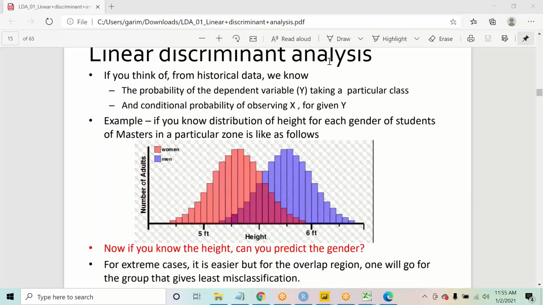ANOVA is the analysis of the variation. The example of that is, suppose you have two machines that are dispensing cold drinks in any company.